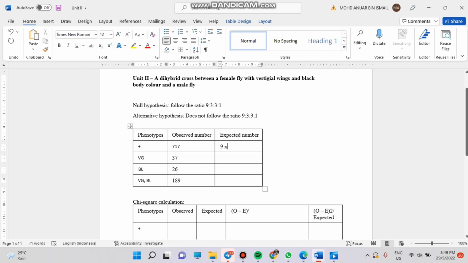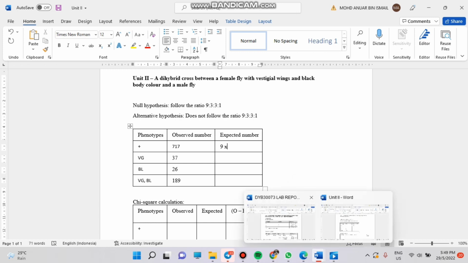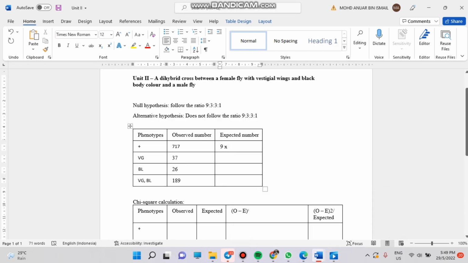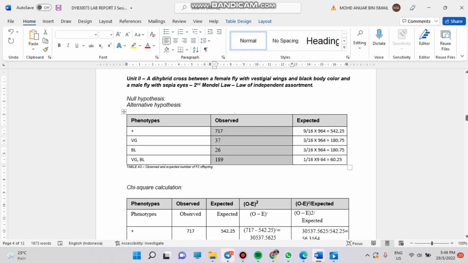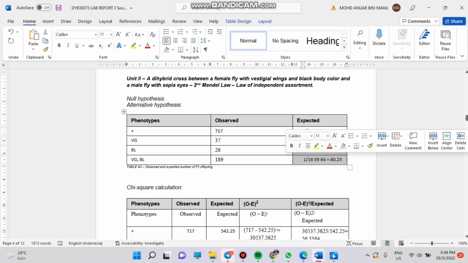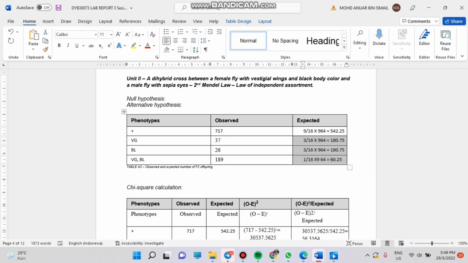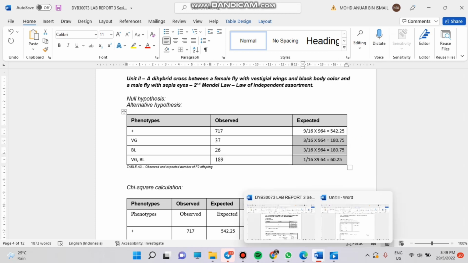times the total, which is 964, so 9 over 16 times 964 equals 542.25. I have prepared this before, so it will save more time for you, so I will just paste it.